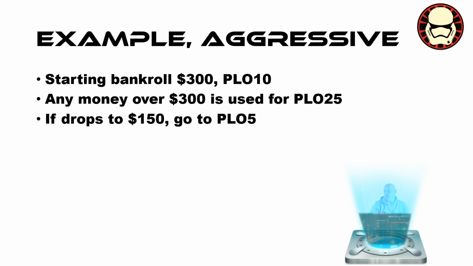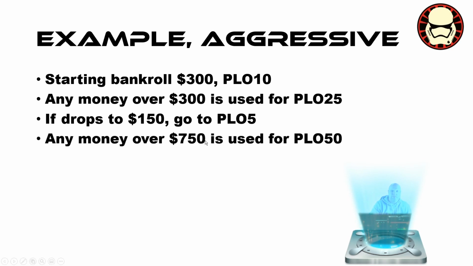If you happen to lose on PLO 10, once you have 150, which is 30 buy-ins for the next one down, you go back or down to PLO 5. And then anything over 150 is used to take a shot on PLO 10. And on the other end, any money over 750, which is 30 buy-ins for PLO 25, anything over 750 is used for PLO 50, and so on and so on. So depending on the variance, you might go up and down like an elevator.